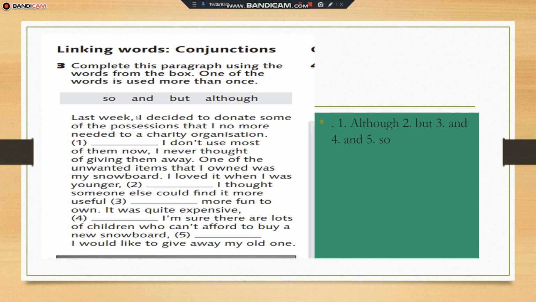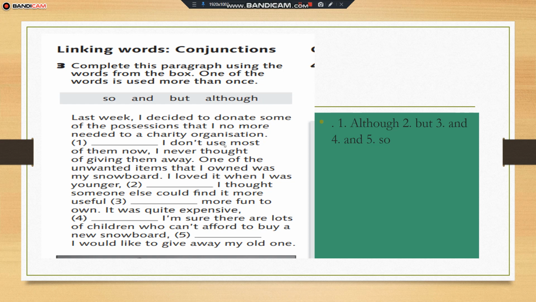Okay guys, it says: last week I decided to donate some of the possessions that I know are more needed to a charity organization. Although. Pay attention, guys, that before "although" you always have to put a full stop, and you should change A from small into capital. Notice that here it puts a full stop for you. We changed "although" to capital, guys, because it comes at the beginning of a sentence. Although I don't use most of them now.